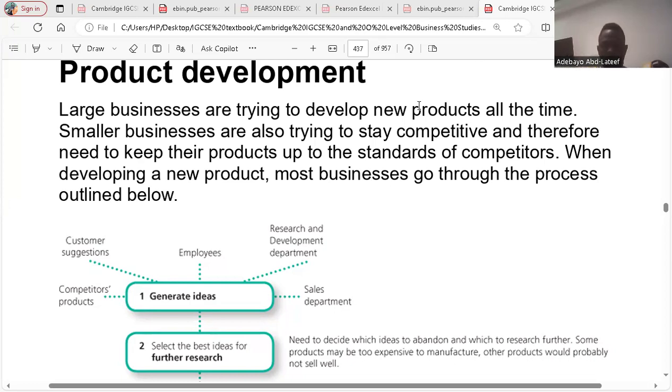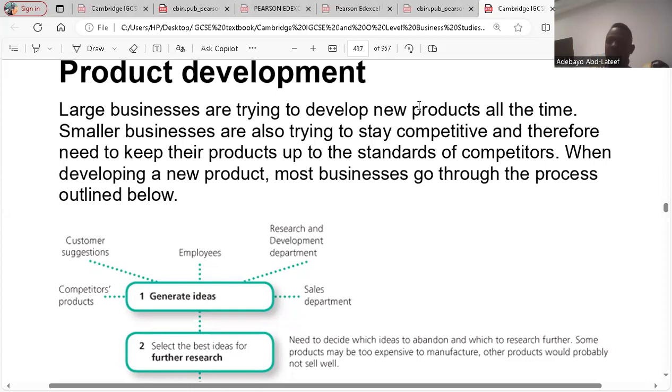When we talk about product development, basically we're talking about businesses trying to produce or make a new product. Large businesses are trying to develop new products all the time. Small businesses are also trying to stay competitive and therefore need to keep their product up to the standard of competitors. When developing a new product, most businesses go through the process outlined below.